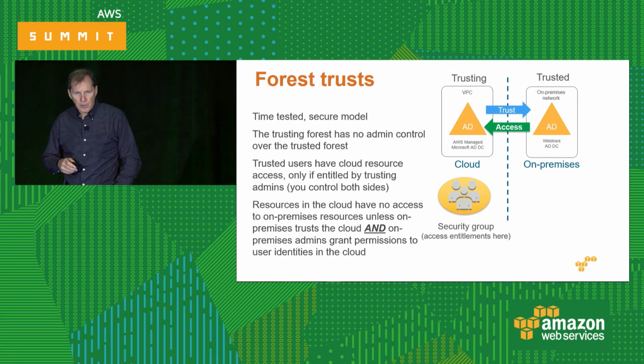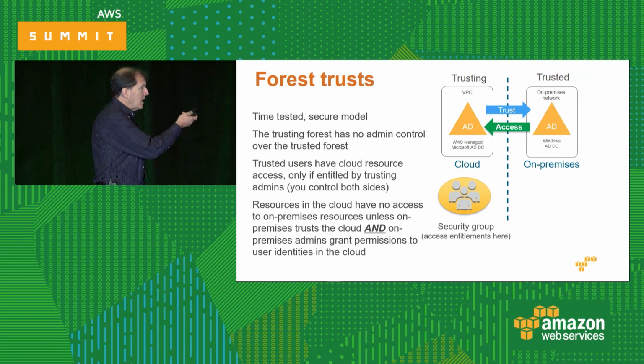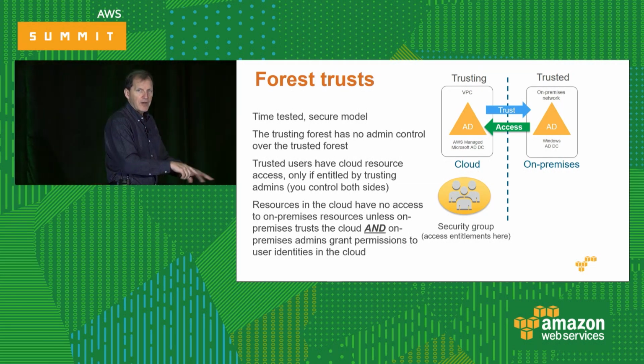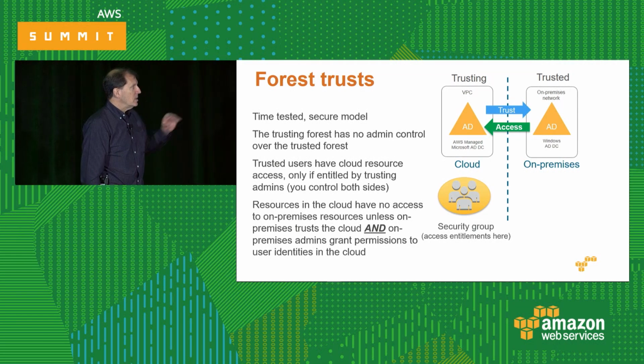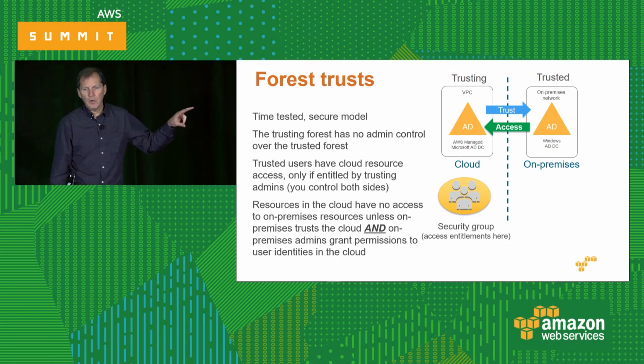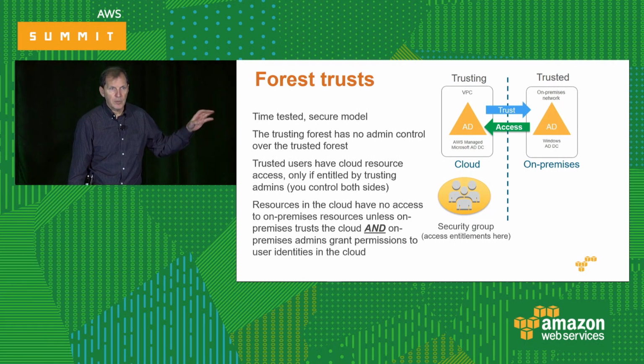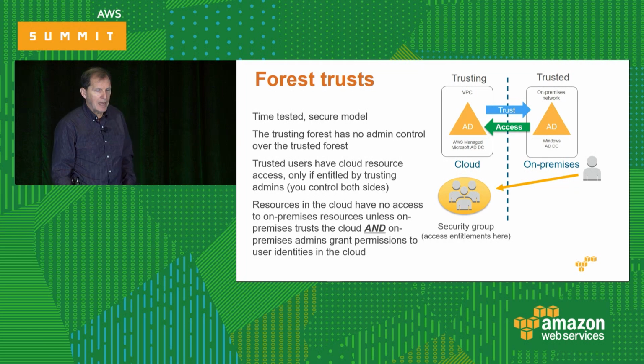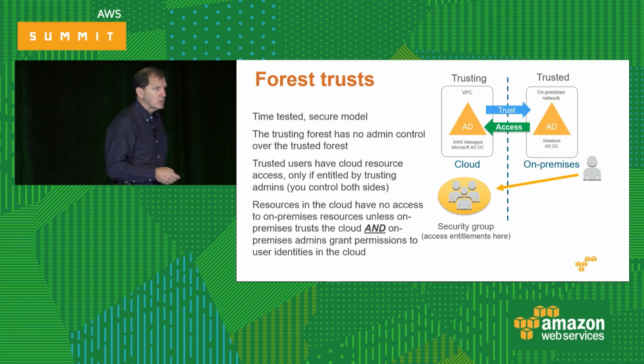Now, if you have a trust, what you typically do is create an Active Directory security group, not an AWS security group, which is a networking firewall kind of thing, but a security group in Active Directory. And that's where you set up the entitlements for what the users can do with the resources in the cloud. Then you can take your on-premises users and add them to the security groups in the cloud, and those users now have access to those resources.